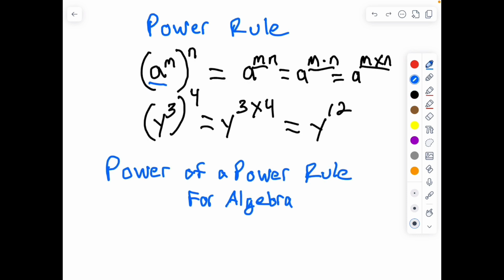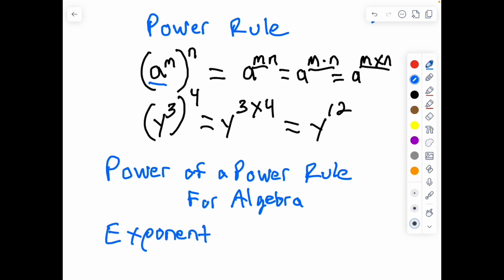So just so that we're clear with the power rule, this is the power rule for algebra. It is also called the power of a power rule. And this is different than the derivative power rule for calculus. So if you're reviewing this, or if you're learning both concepts at the same time, just remember that this is a different rule than the derivative power rule. And this power rule is also called the exponent rule, so you may see that. Again, this is related to the power of a power rule for algebra.